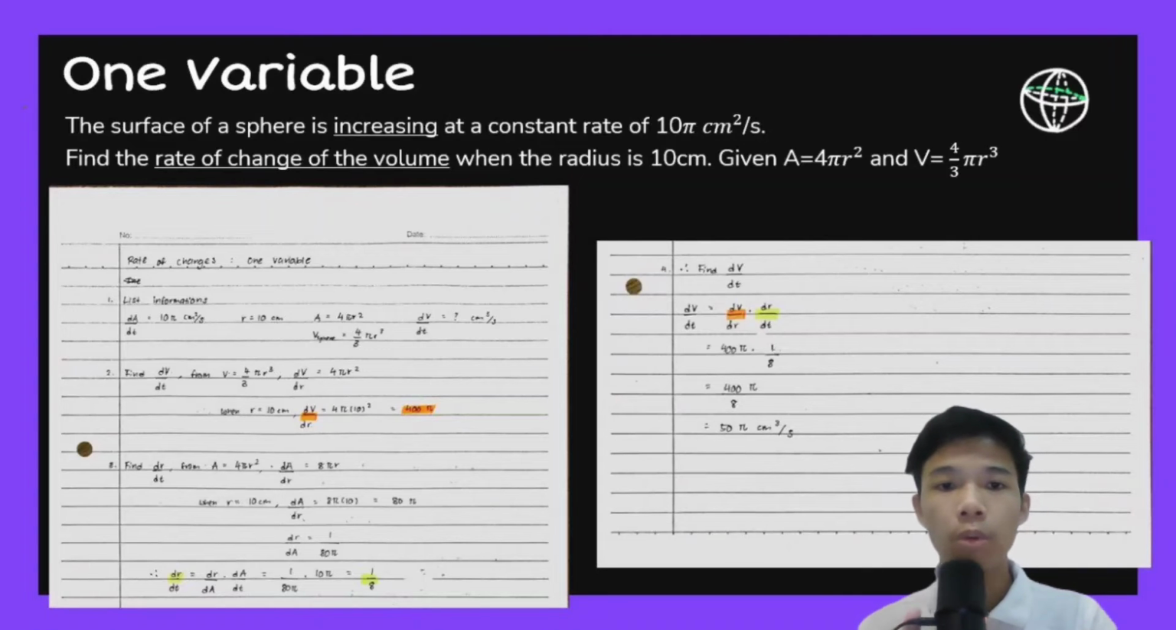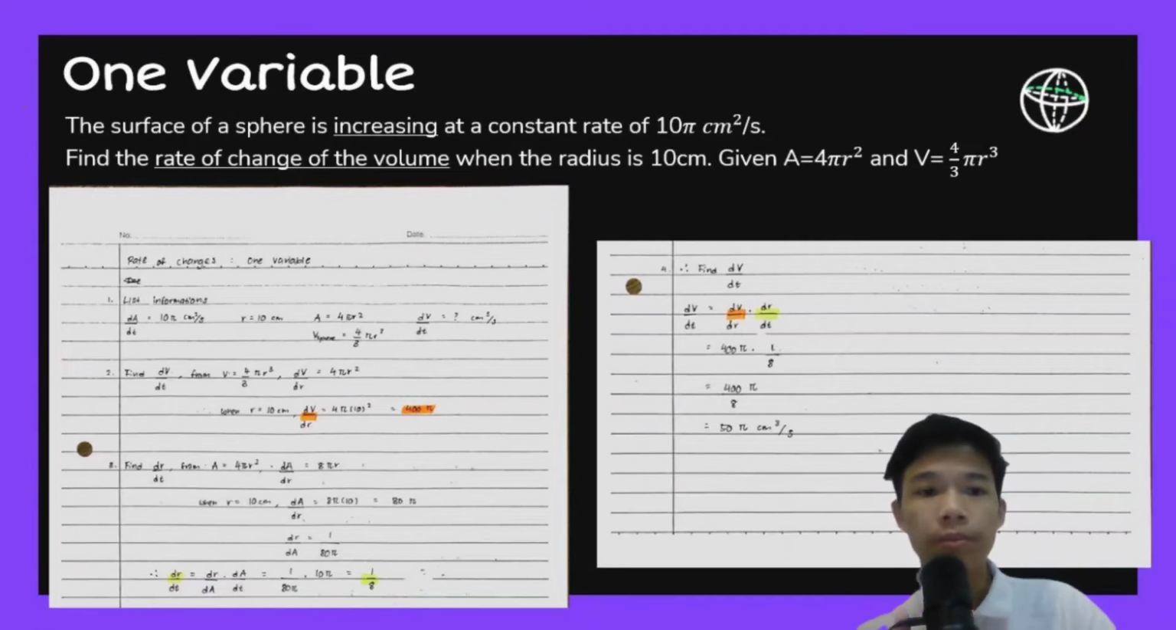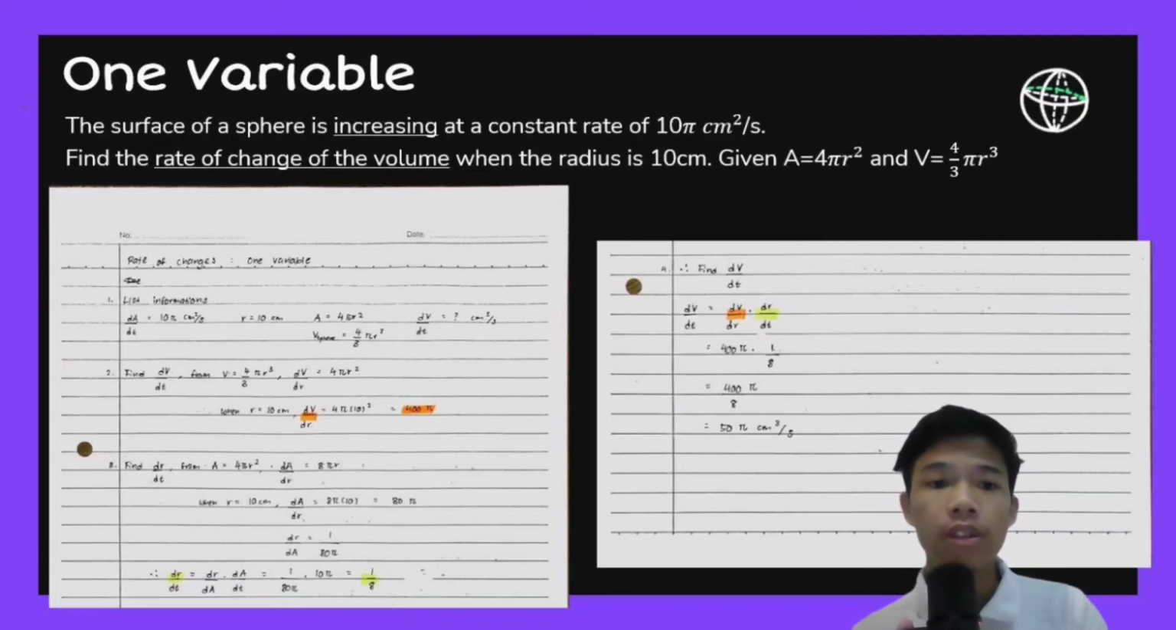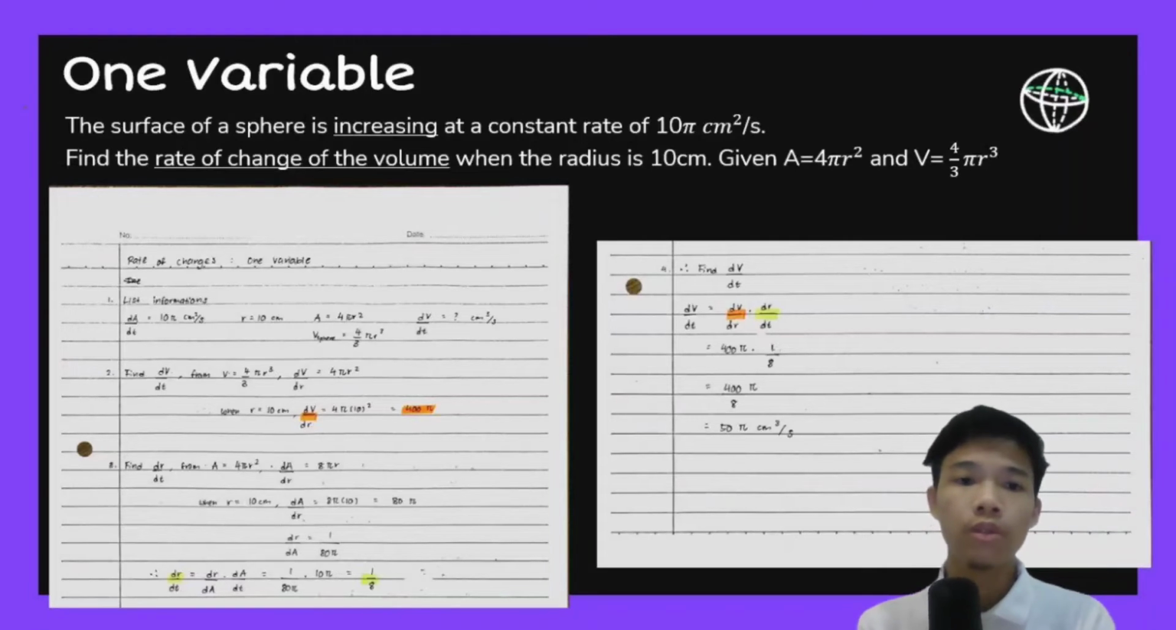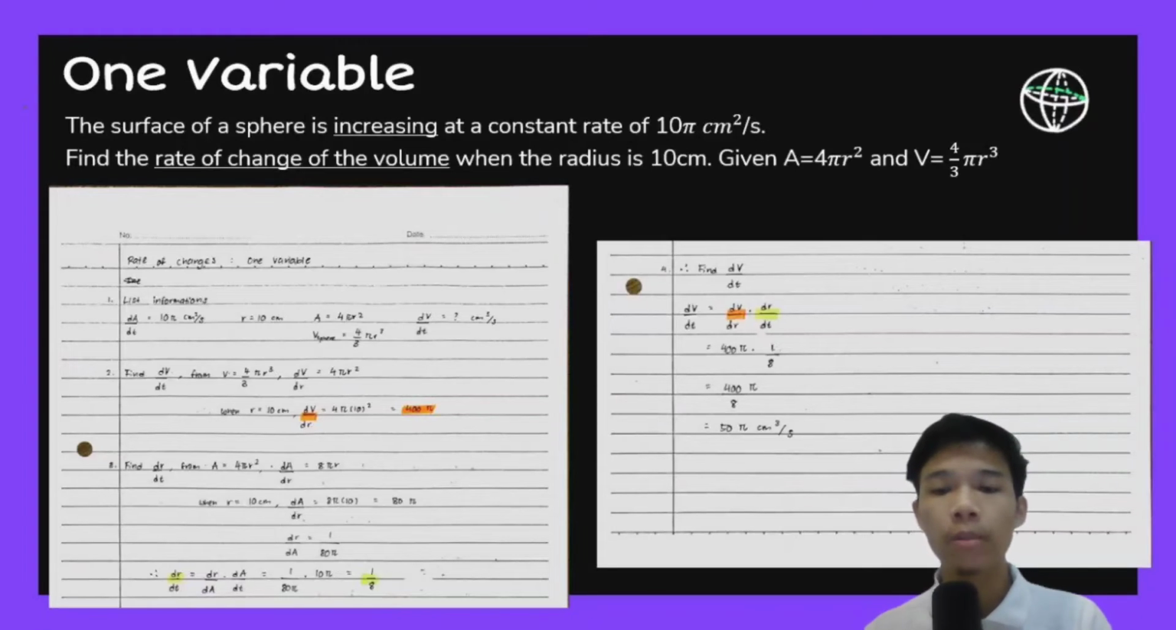An example for a one variable rate of change question is: the surface of a sphere is increasing at the constant rate of 10 pi centimeter square per second. Find the rate of change of the volume when the radius is 10 centimeter, given A and V. So the surface area of the sphere is increasing at a constant rate, so the 10 pi is positive. So they want us to find dV over dt.